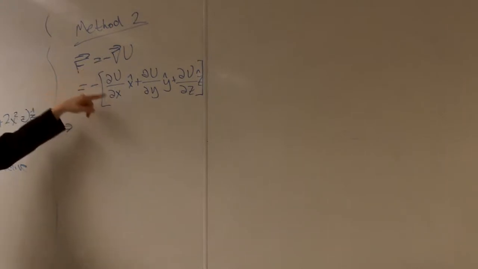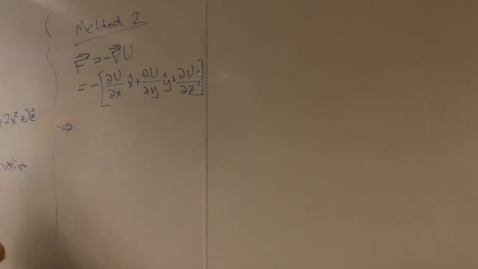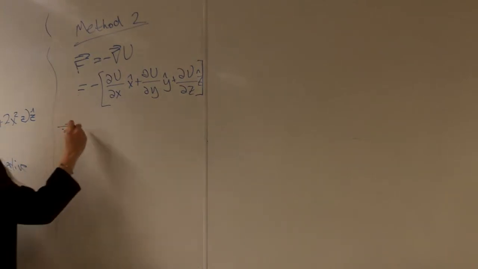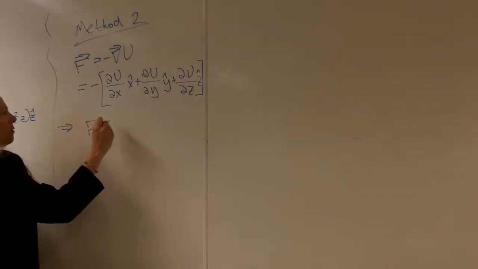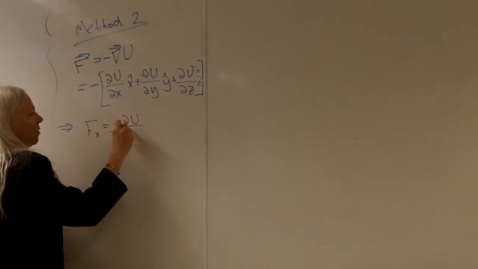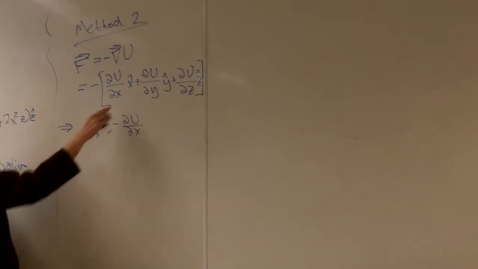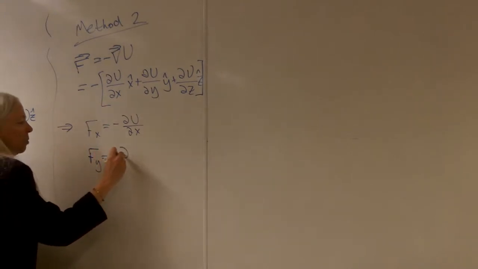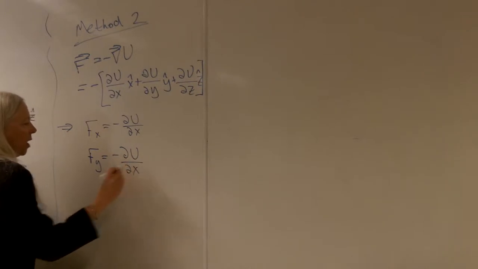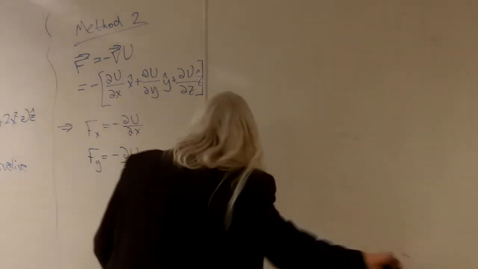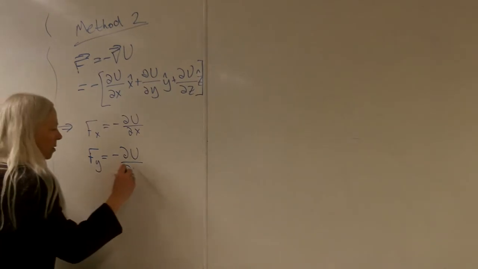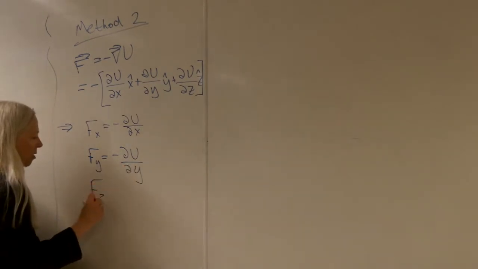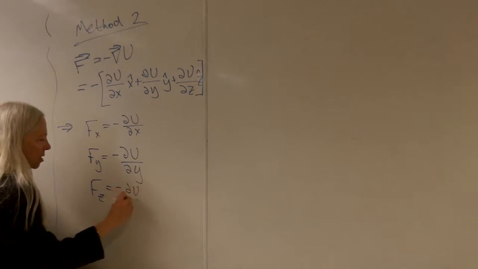Okay, and if any two vector expressions like that and this are equal to each other, their x components must be equal, their y components must be equal, and their z components must be equal. So in other words, this means that the x component of the force is minus the partial derivative of u with respect to x, right? And it means that the y component of the force is minus the partial derivative of u with respect to y, and the z component of the force is minus du dz.